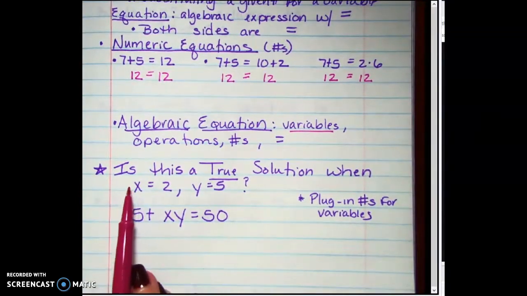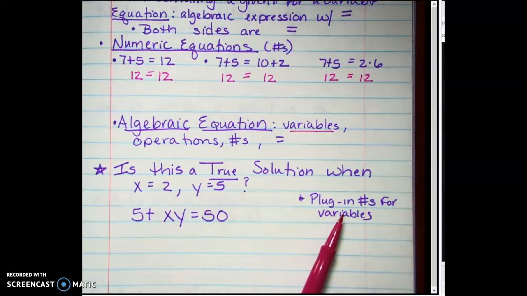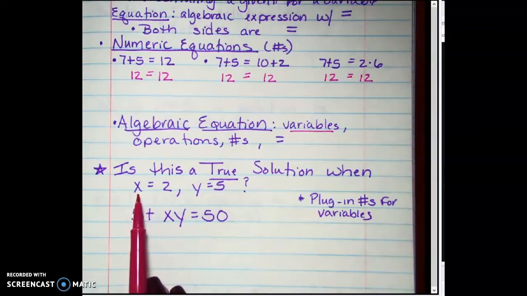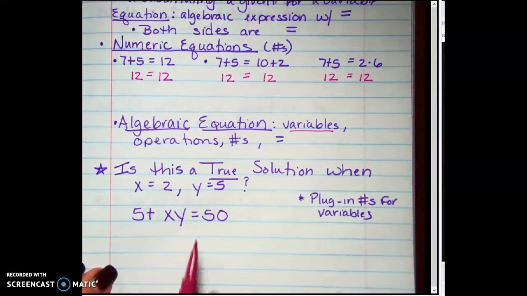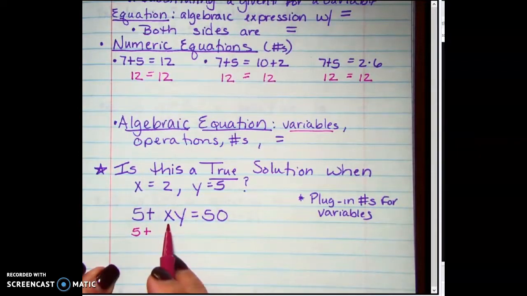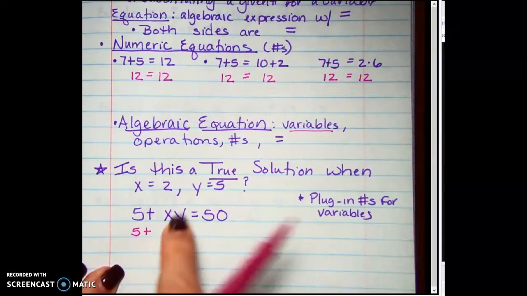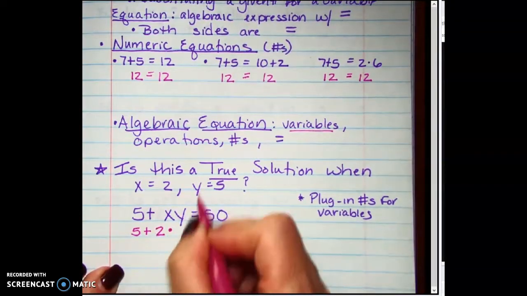So for example, is this a true solution when x equals 2 and y equals 5? Now I put a little asterisk over here because we talked about how we plug in numbers for variables. So anytime I see an x in an equation or expression, I would substitute 2. Anytime I see a y, I would substitute 5. So here's my problem. I just rewrite what's there to begin with, 5 plus. Now, when I see x and y, when I see two variables next to each other, that means they're multiplied. So 2 times y.